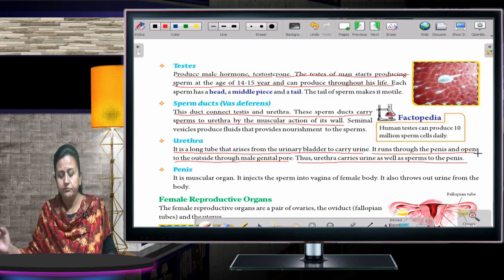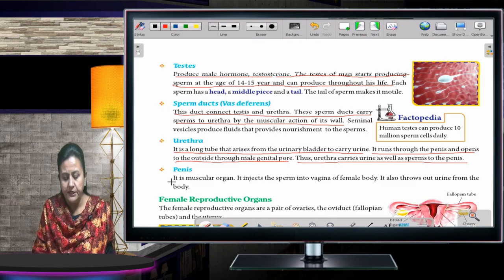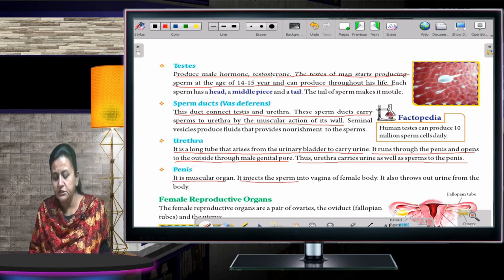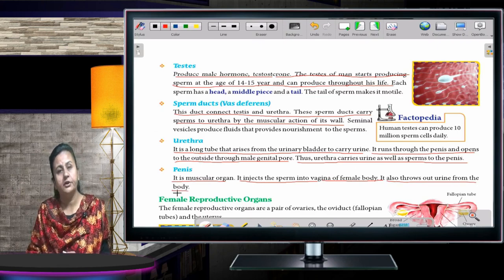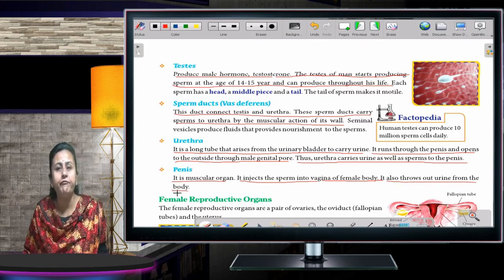Fine, children? Now, what is the penis? It is a muscular organ. It injects the sperm into the vagina of the female body. It also throws out urine from the body. Fine, children? These are the different reproductive parts found in a male.